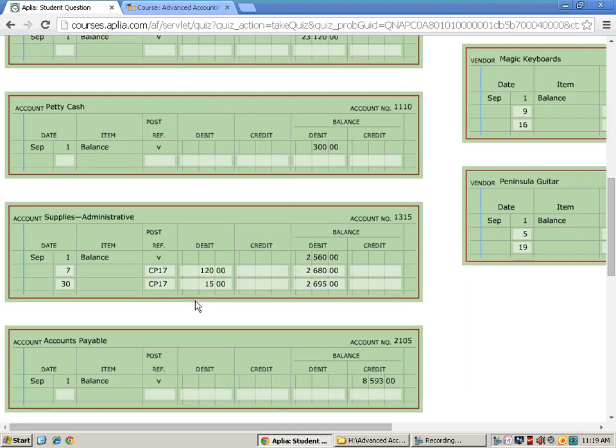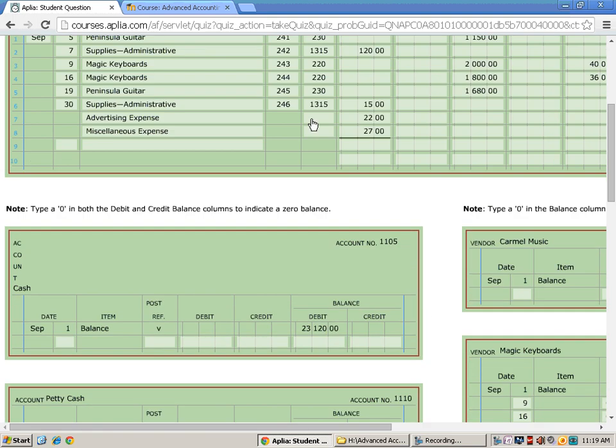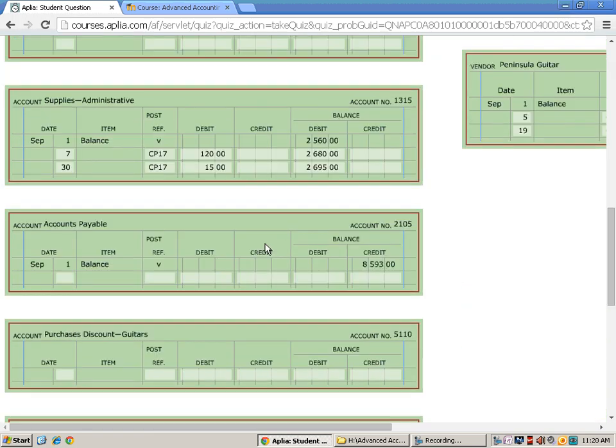Advertising, $22. Date September 30th. Post-reference is CP17. The debit of $22. Now we go back up, 7105 for advertising, and our last one is miscellaneous for $27.